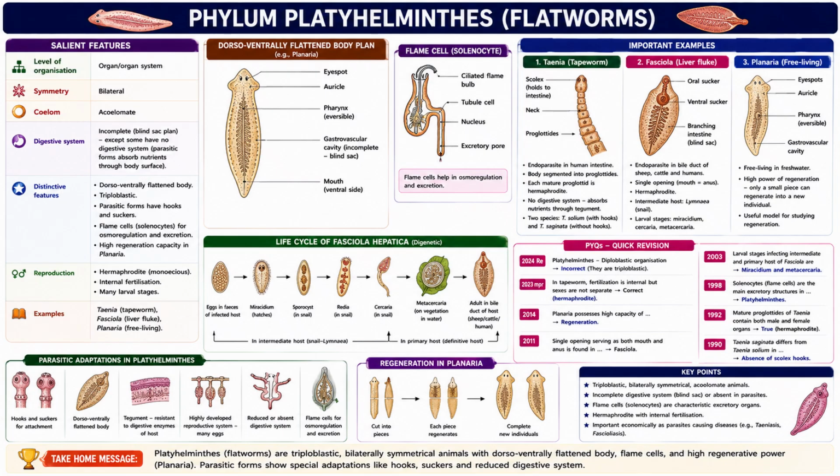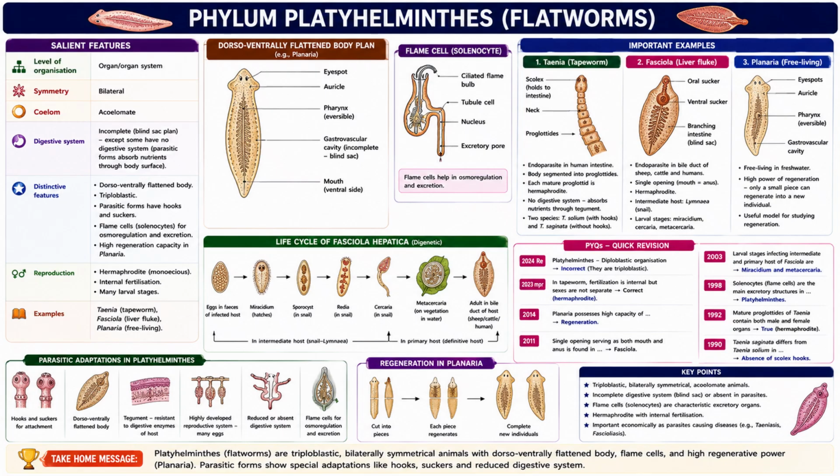Flame cell or solenocyte: it has a ciliated flame bulb, inside which there is a tubule cell, nucleus and excretory pore. Flame cells help in osmoregulation and excretion. The important examples are Taenia, the tapeworm. The tapeworm has a scolex, which is helpful to hold on to the intestine. There is a neck and there are many proglottids.